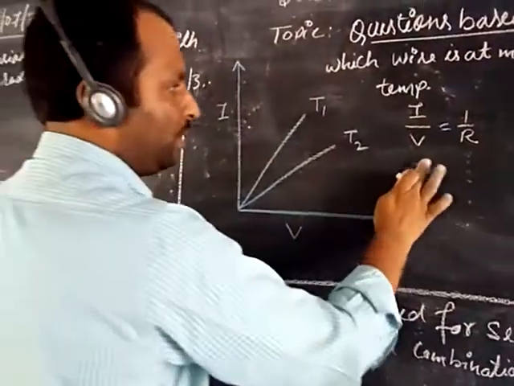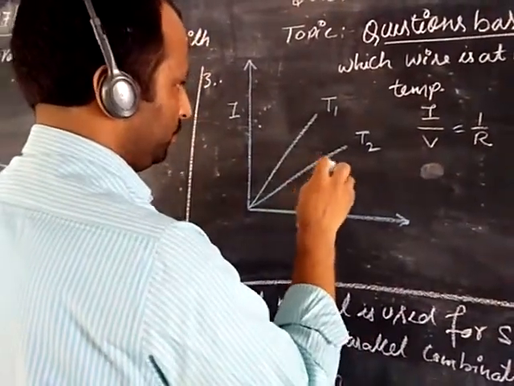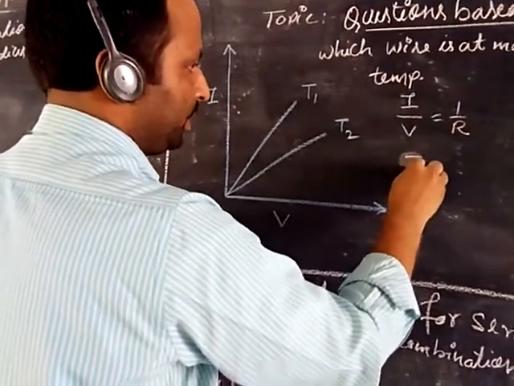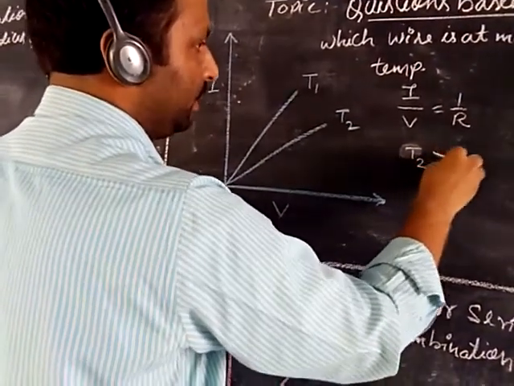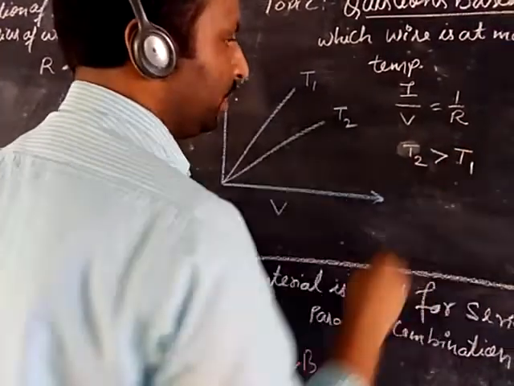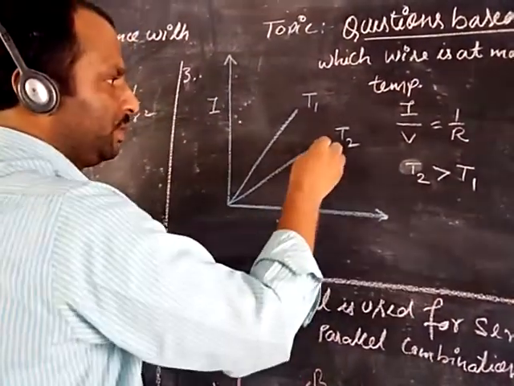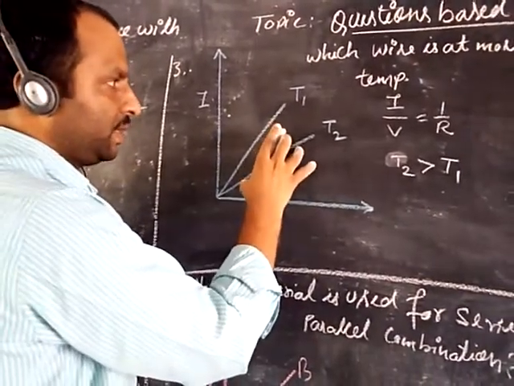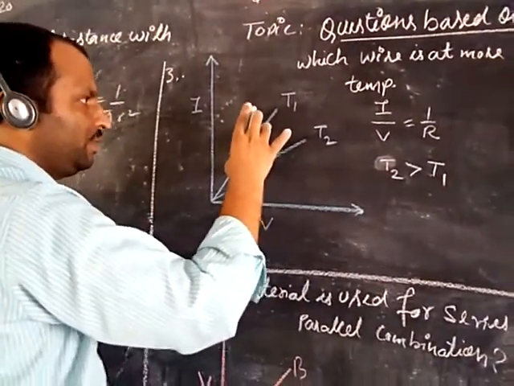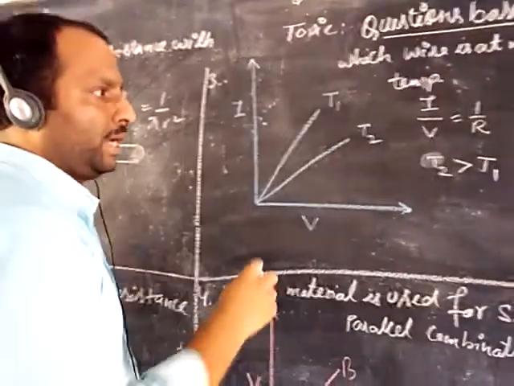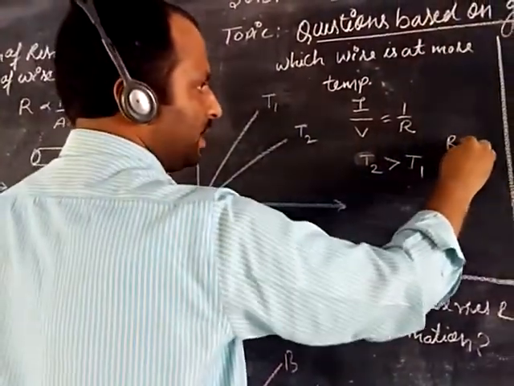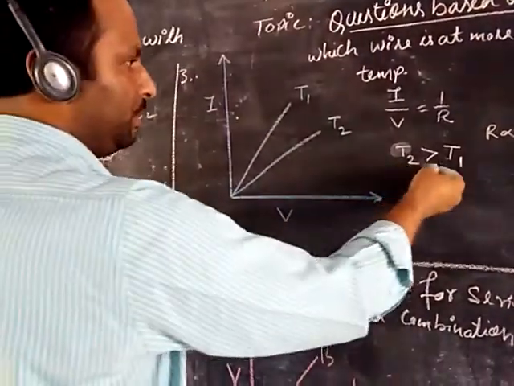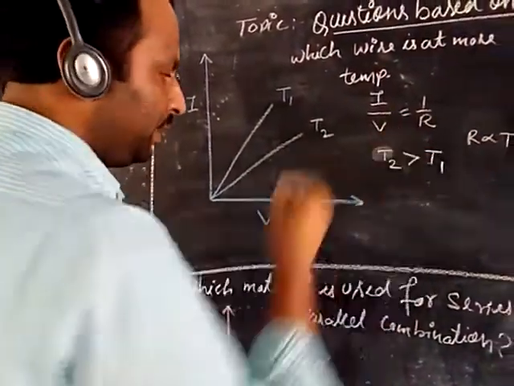The slope of wire T1 is greater than T2, but the temperature of T2 is greater than T1. Why does this happen? Because the resistance of this wire is more than the resistance of this wire. As we know that resistance is directly proportional to temperature, T2 temperature is greater than T1 temperature.